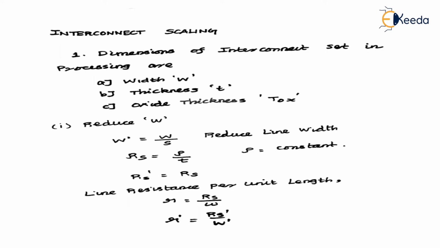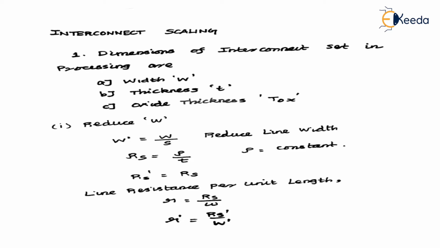Now when we are reducing the width, what is going to happen? The new width, W dash, is equal to W by S. I have reduced the line width. What is the sheet resistance RS? RS is equal to rho by T. So as I reduce W, is there any effect on RS? Nothing, because it is a constant and does not depend on my width W. So the sheet resistance, even after scaling down the width, will be the same.